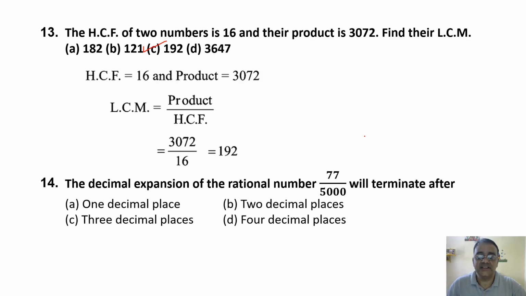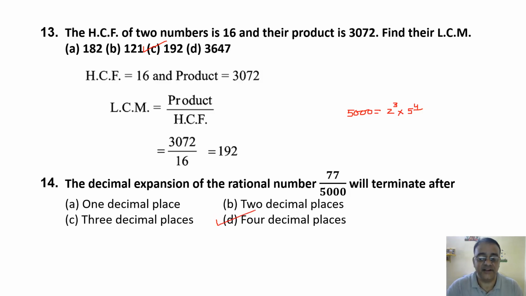Next question. The decimal expansion of rational number 77 upon 5000 will terminate after dash place. So 5000, first what will we do? 5000 we will write in terms of prime factorization. We will write in powers of 2 and 5, right. So here 2 to the power 3 is coming and 5 to the power 4 will come, okay. So the highest power is 4. I told you that whatever the highest power of 2 and 5 is, after that many places it will terminate. So after how many places it will terminate?